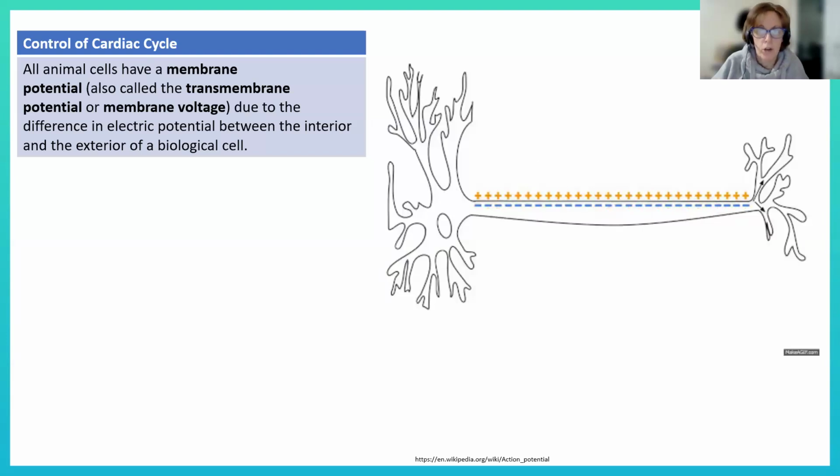And the fact that they are charged means that there is a transmembrane potential, or a membrane voltage, due to there being a difference in electrical potential between the interior and the exterior of the cell. So what that means is if the outside is positive and the inside is negative, there's an electrical potential.